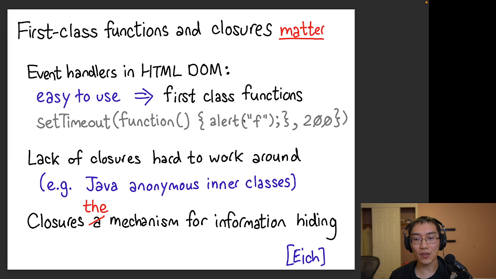And in fact, in JavaScript, in the early versions, there was no way of hiding information. And in fact, the only way to hide information was by doing a closure in this way. And we'll talk a little bit about that when we talk about encapsulation and modularity.